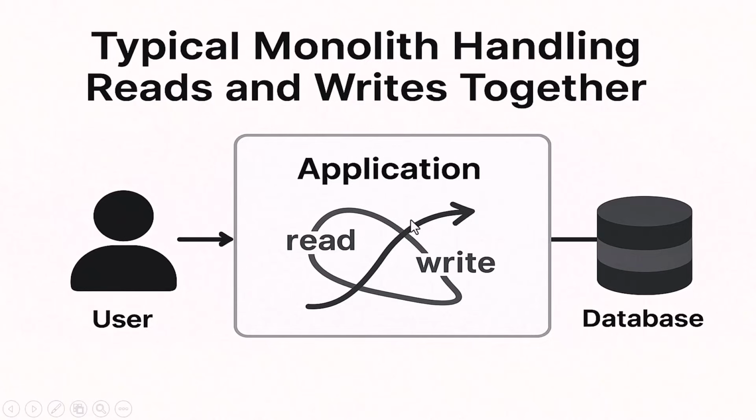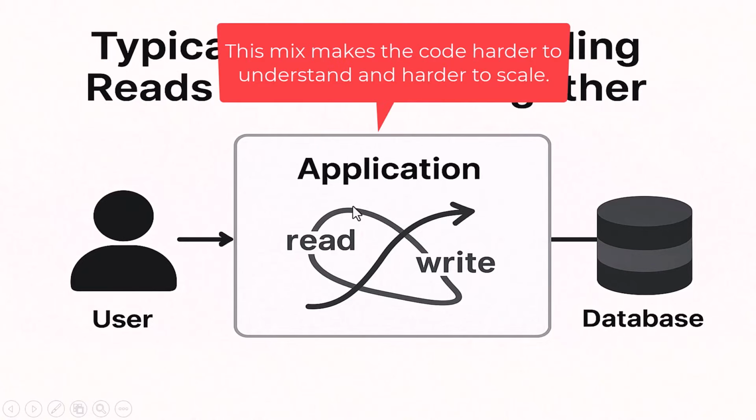That works at first, but over time, it becomes messy. You are mixing read logic and write logic in the same place. Reads are supposed to be fast and simple. Writes are usually more complex. They need validation, business rules, maybe even transactions. This mix makes the code harder to understand and harder to scale.